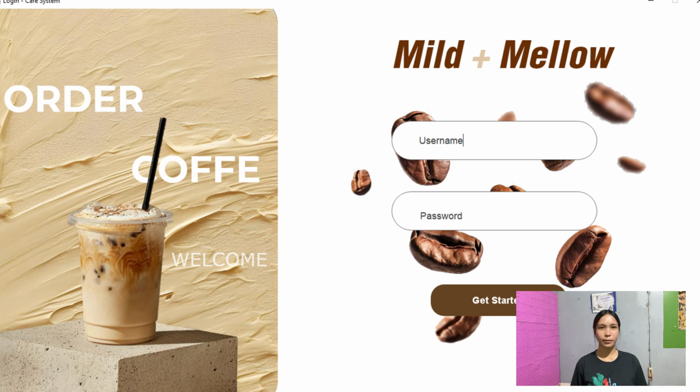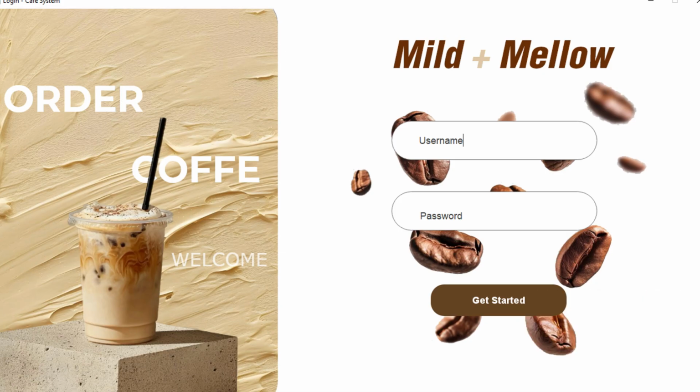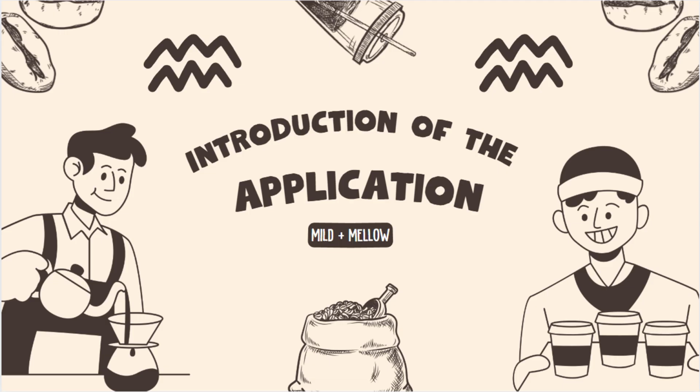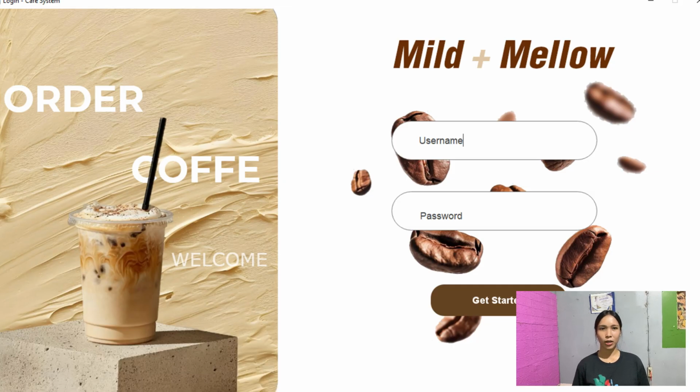Hello everyone, welcome to the demo for our application, Mild and Mellow, your custom point of sale system designed specifically for the cafe industry. Every small business struggles with two things: keeping track of inventory and processing sales quickly. Mild and Mellow solves this by giving staff a fast, intuitive system for managing stock and handling customer orders.